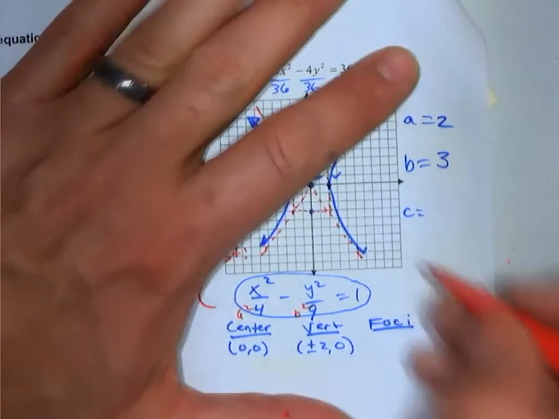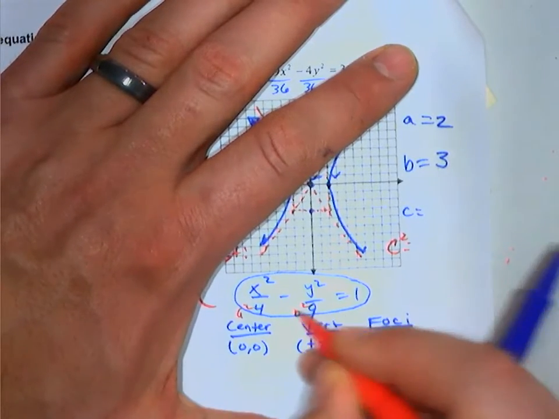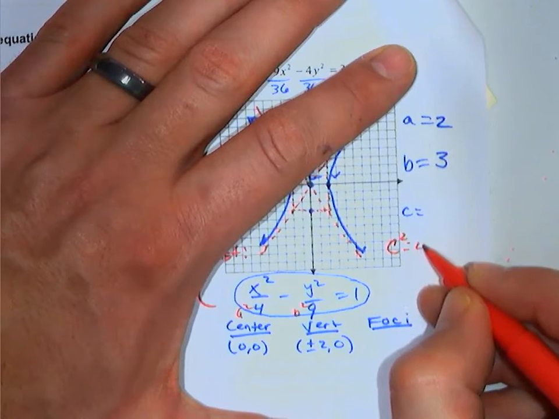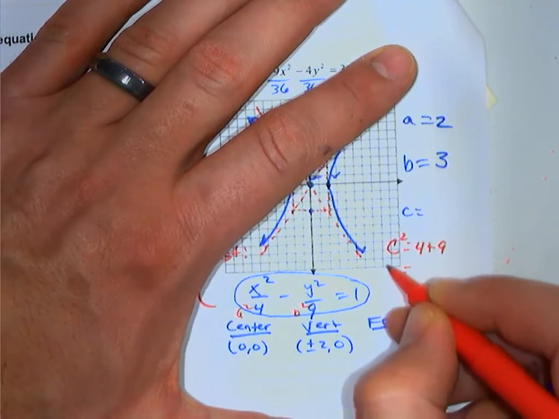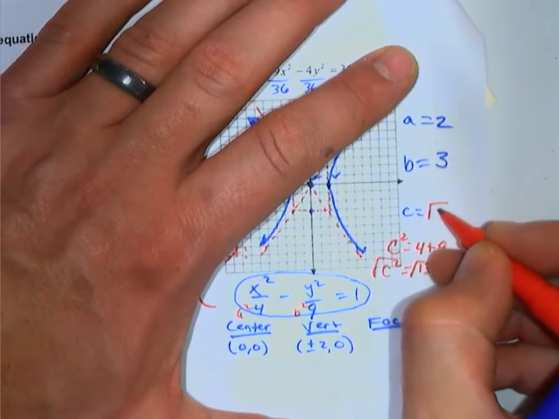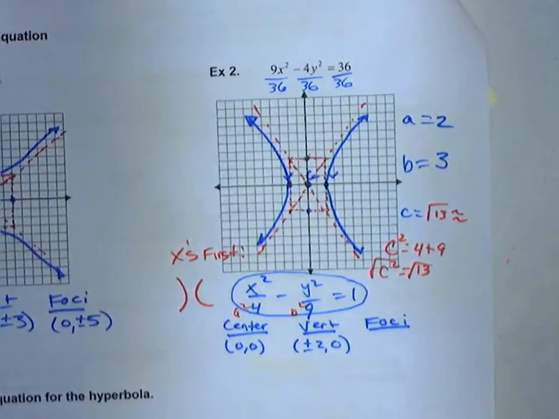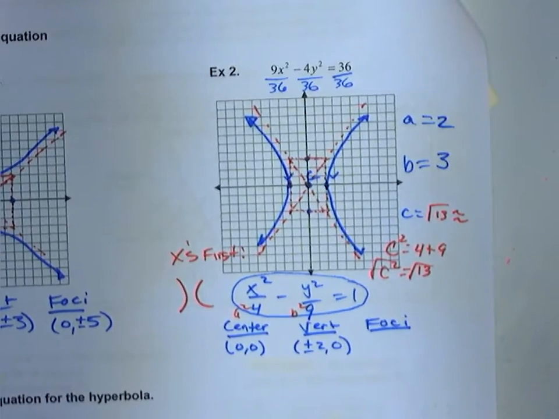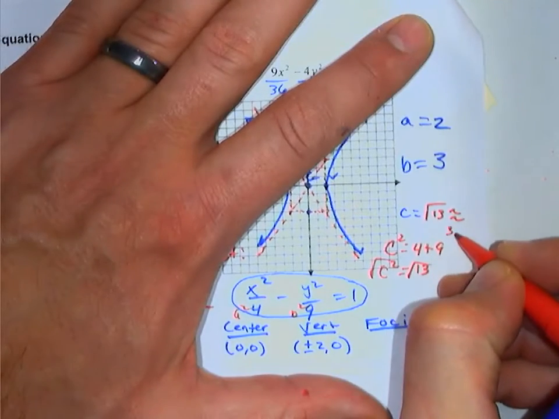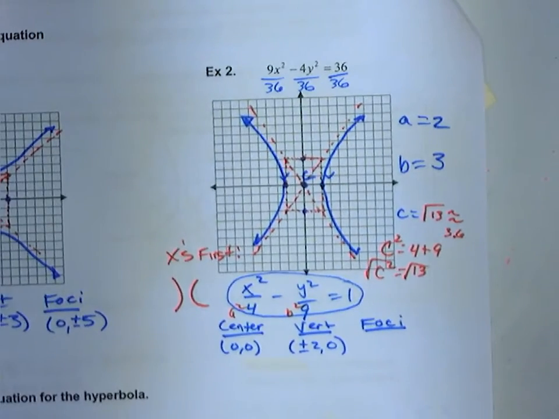C squared equals A squared plus B squared. Go down here and add these up. 4 plus 9 is 13. Square root of it. We get the square root of 13, which is about what? As a decimal, square root of 13? 3.6-ish? Right about.